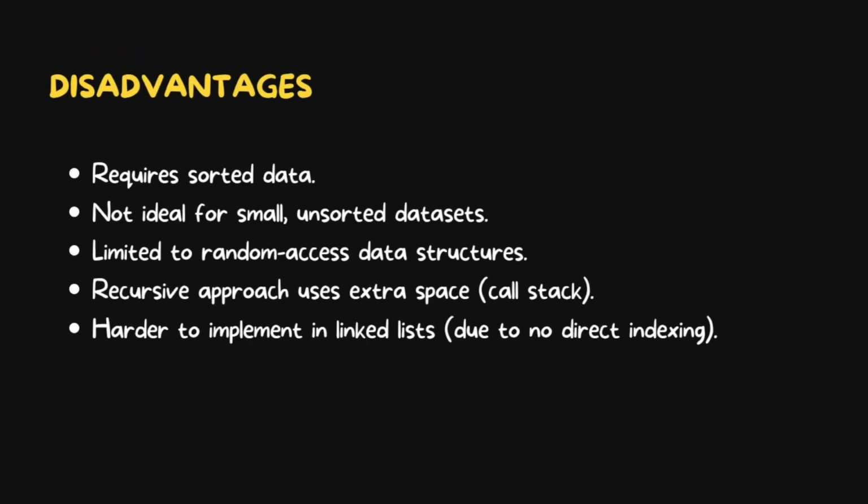Some of the disadvantages include that it requires sorted data, it is not ideal for small or unsorted datasets, and it is limited to random access data structures. Recursive approaches use extra space, and it is harder to implement on a linked list due to no direct indexing.